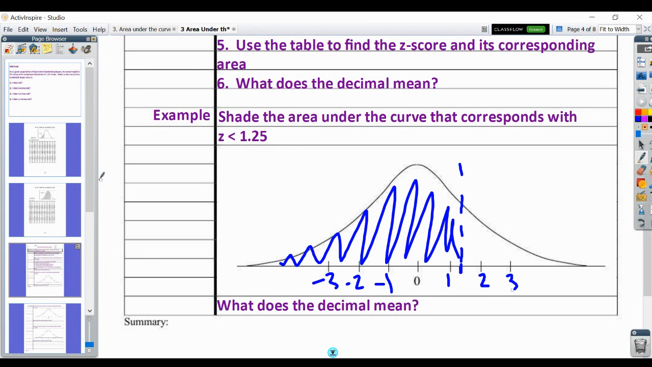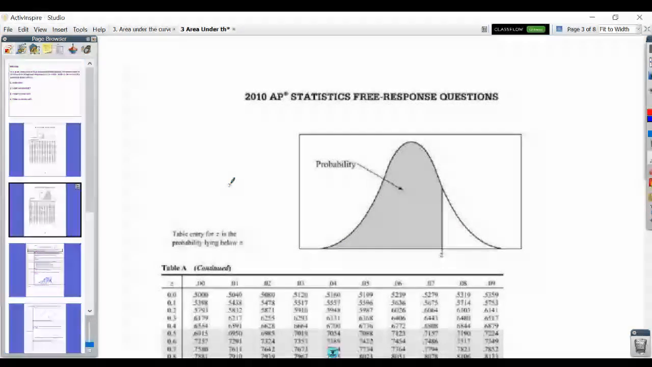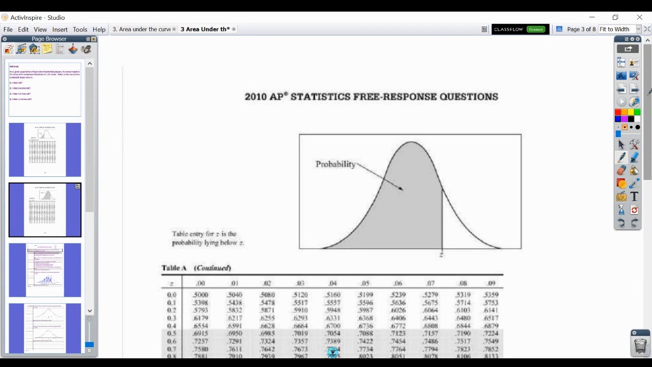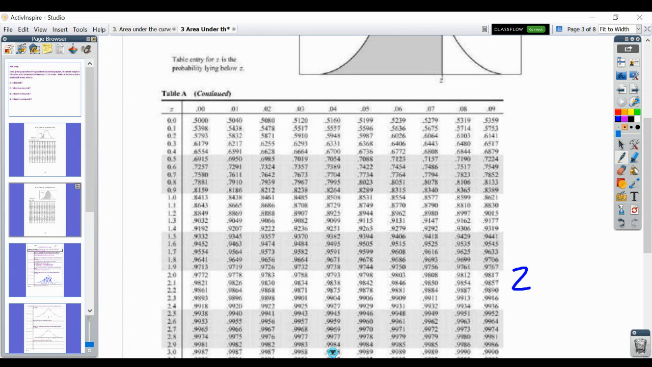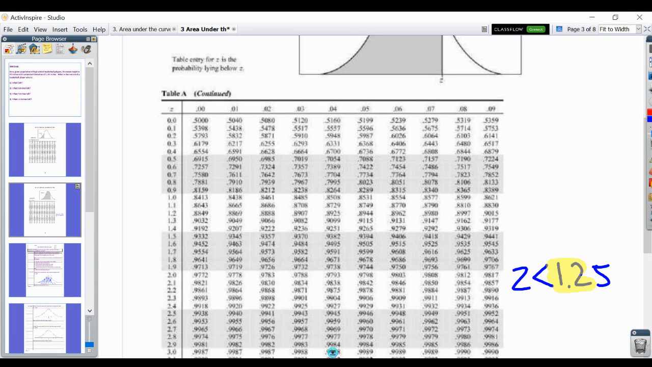Step 5, use the table to find the z-score and its corresponding area. You have this PDF saved in Schoology, but we are looking for 1.25. This table looks big and confusing, and truthfully, you're right, so let me break it down for you. We are looking right now at z less than 1.25. I'm going to highlight exactly what we're doing. The first thing you want to do is look for your first two numbers, 1.2. That's going to be in the column on the left-hand side. So I see 1.2, and I'm just going to highlight the whole row for right now.